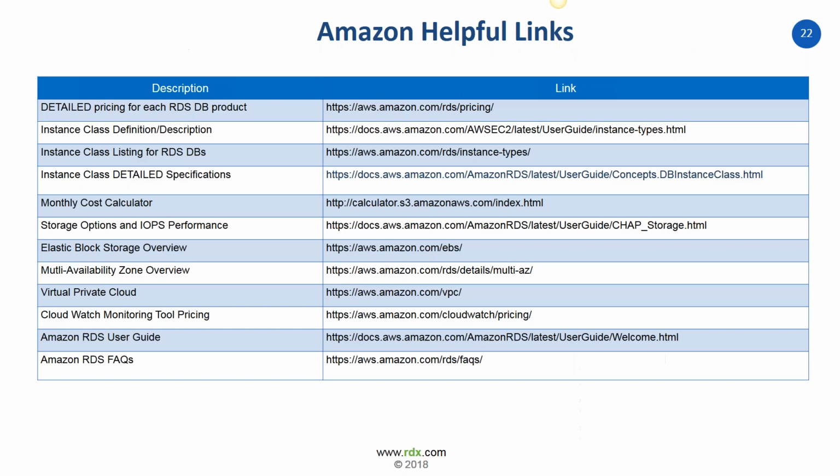Here's the page containing all the links I've been referring to throughout the course of this presentation. I have links to the RDS product pricing pages, instance class definitions, and the different types of storage offered by Amazon. I provide a link to the IOPS monitoring, as well as how to configure VPC and multi-AZ options. The FAQs are also very helpful.